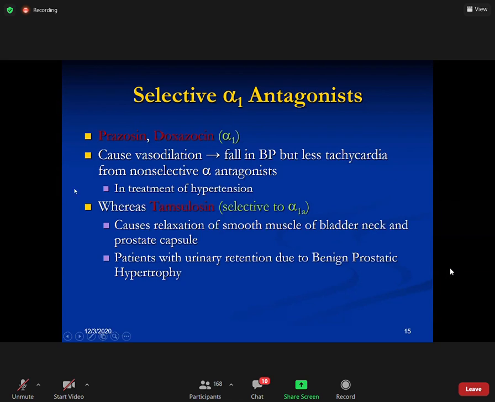Prazosin. So where we use the tamsulosin, it causes relaxation of what? A smooth muscle of bladder neck and prostate capsule. Patients with urinary retention due to benign prostatic hypertrophy will have pressure on the urinary tract, so they will give them those medications.